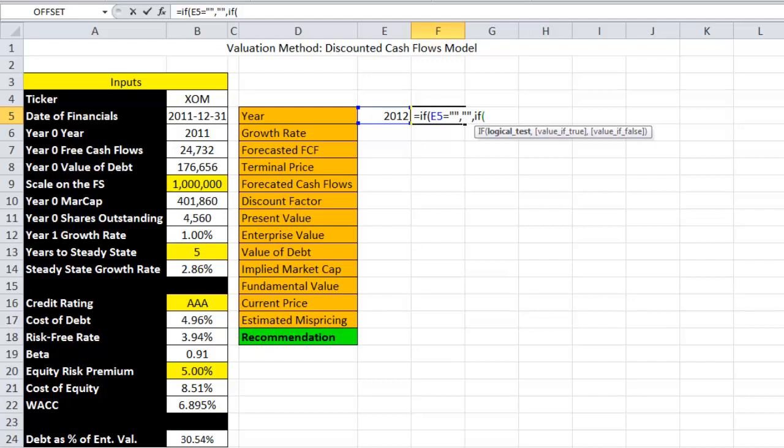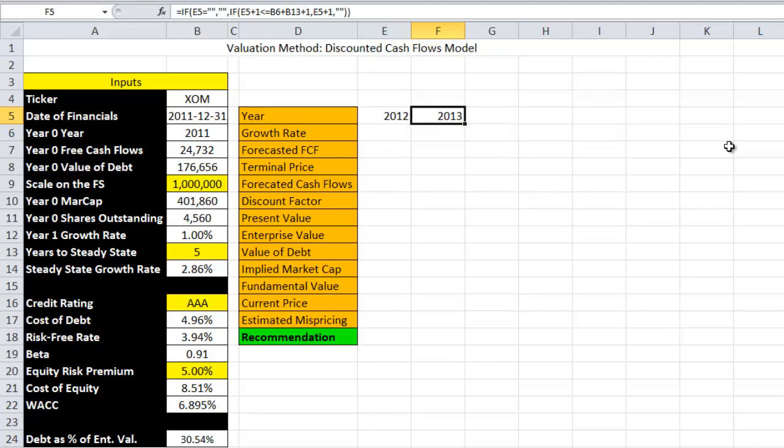Then what we want to do is a nested if-then statement. And we want to say, well, if that year plus 1 is less than or equal to year 0 plus the years to steady state plus 1, because remember, we need 1 more year after the terminal period. So if we take the previous year, add 1 to it, and if that is less than or equal to the terminal period plus 1, then we want to see the year. We want to see E5 plus 1. However, if that's not true, that means we have exceeded the analysis period and we don't want to see a year. Close up all the necessary parentheses, hit the enter button.